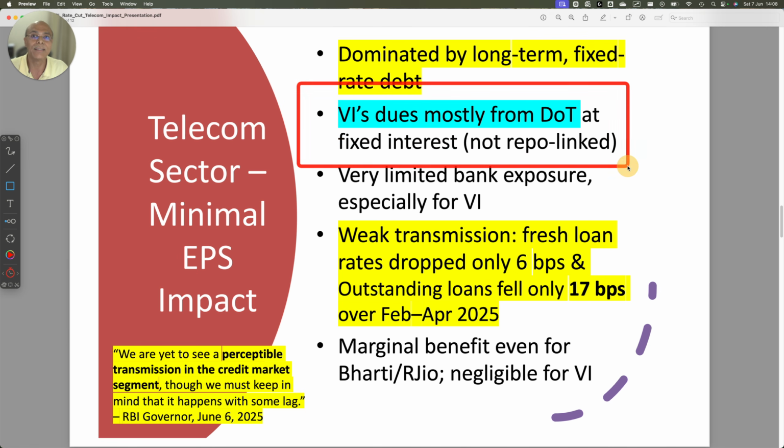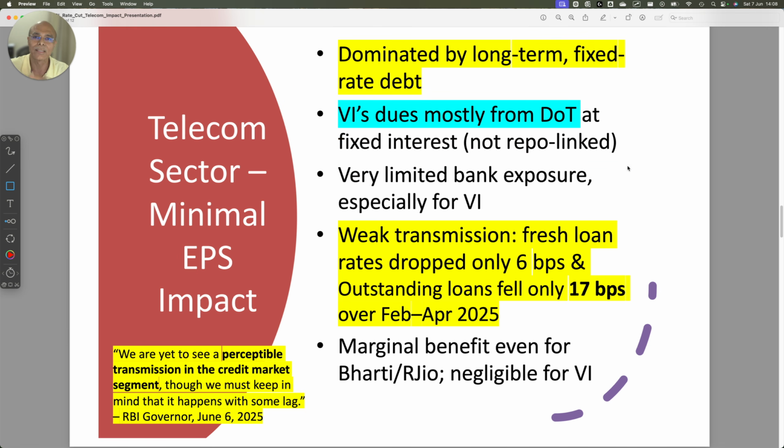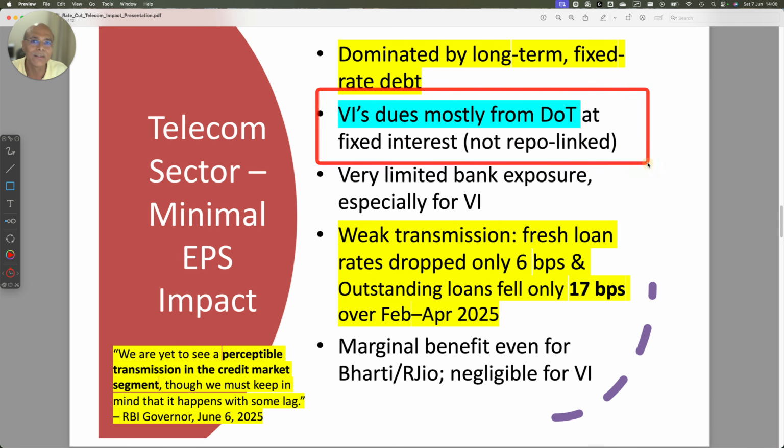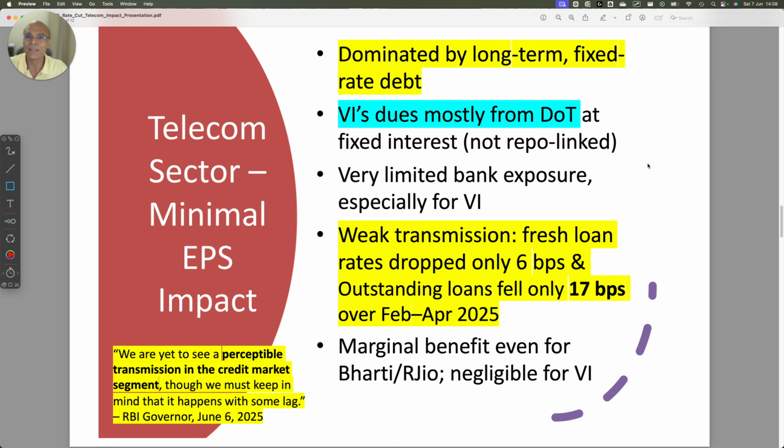And VI's debts are mainly DOT debts, which are already fixed percentage. They don't have private debt. So VI is not going to get impacted at all. They need bank debt, and their bank is not lending. Forget about the interest. The bank is not lending because they are concerned that the government dues are going to fall within the period of their debt and their money is going to get locked up in VI. So VI is completely immune to rate cuts. It doesn't matter to VI.